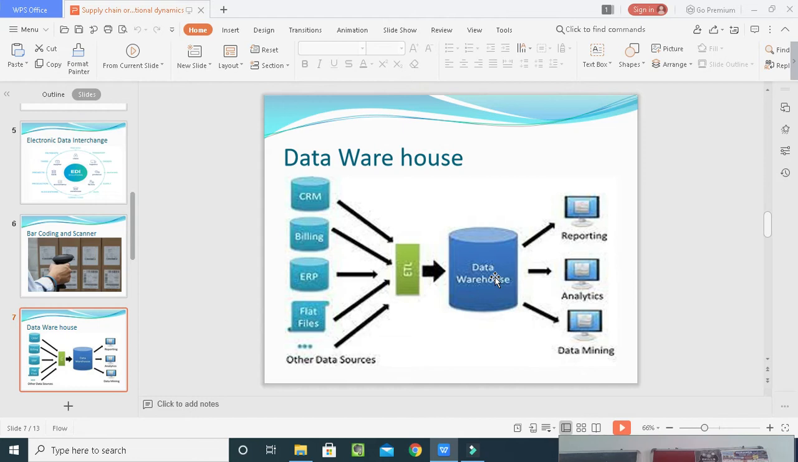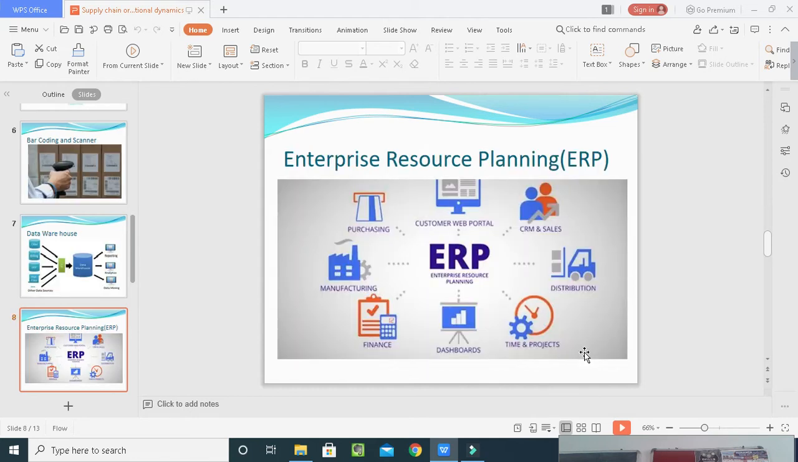All these things are over here. How CRM, customer relationship management, will be there. How the billing is taking place. How the ERP will be there. ERP means enterprise resource planning system. All these things are taking place in a proper way. How the flat files are taking place, how the warehouse is generating and to whom it is reporting, how it is analyzing, and how the data mining is taking place properly. All these things are taking place properly with the help of SCM in the supply chain planning.